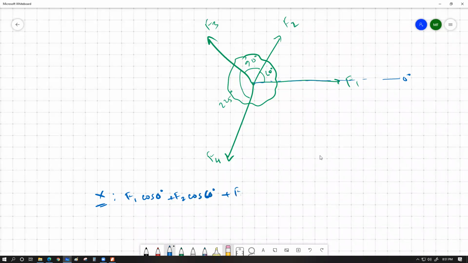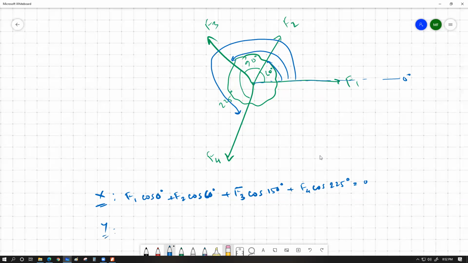For the x-axis, this equation can look like F1 cos 0 plus F2 cos 60 plus F3 cos 150 plus F4 cos 225, measuring all the individual angles from the positive x-axis. This much, then this whole much, then this whole much. By virtue, this should be 0.